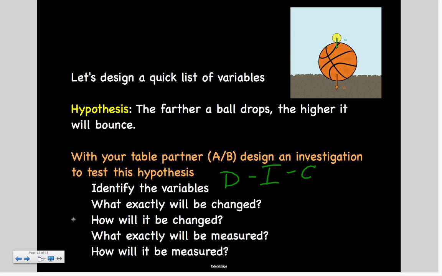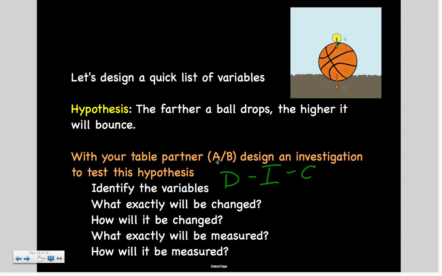So we're going to design a quick list of variables. You will have to do this as part of your weekly writing. This will be part of your summary. So your hypothesis is the farther a ball drops, the higher it will bounce. So you need to design a table. You will, with your table partner, design an investigation to test this hypothesis.